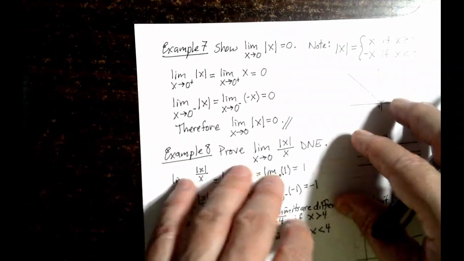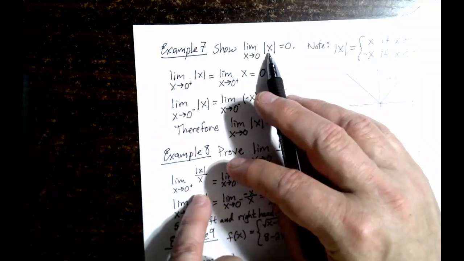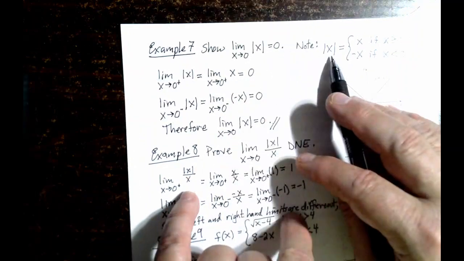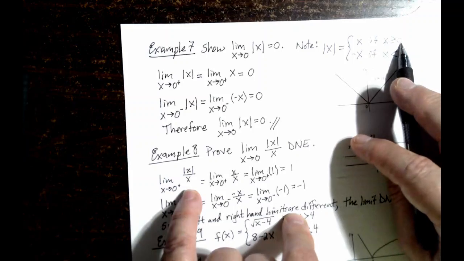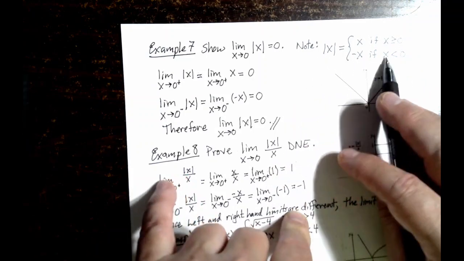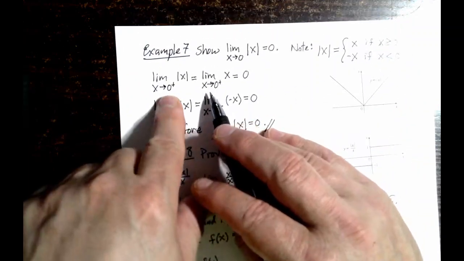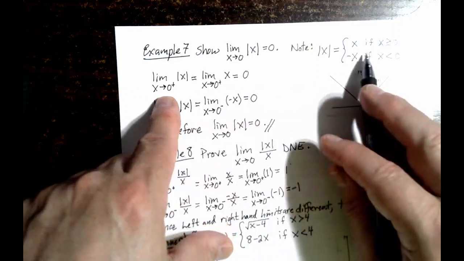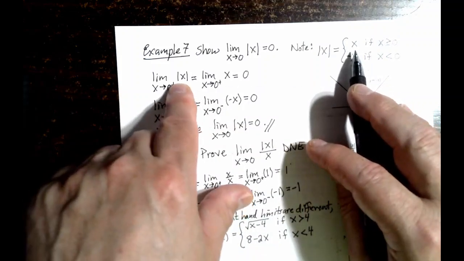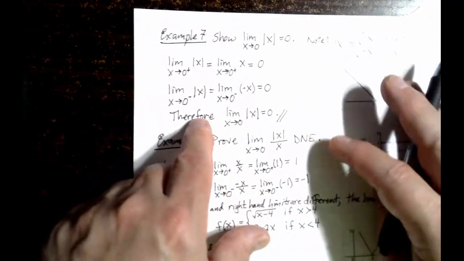Alright, so example 7. Show the limit as x approaches 0 of the absolute value of x equals 0. Well, the absolute value of x equals x when x is positive or 0, and the absolute value of x equals negative x when x is less than 0. So if we look at it from the right, greater than 0, we're looking at this guy here, so we can substitute in what that is. And we know as we approach 0, that's going to equal 0.